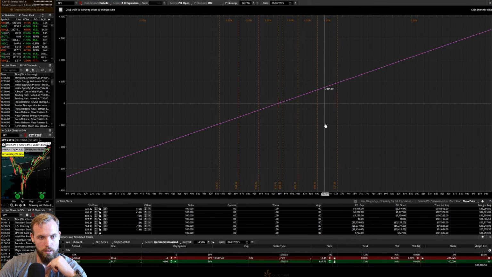Kind of like a fun little game. That's as good as it got. 702. $702. That's where the long stock would need to be to outperform those short puts.